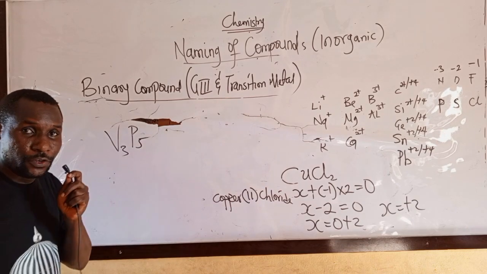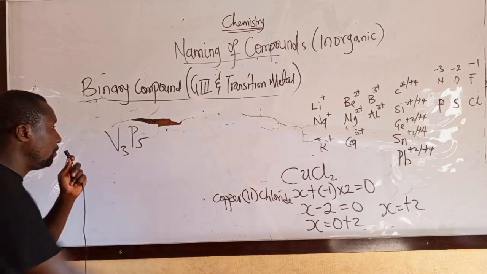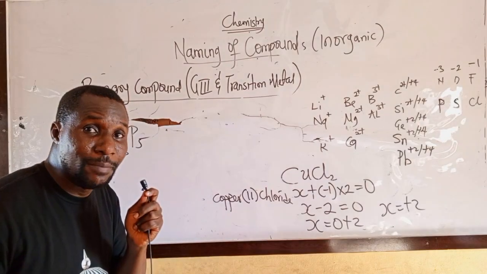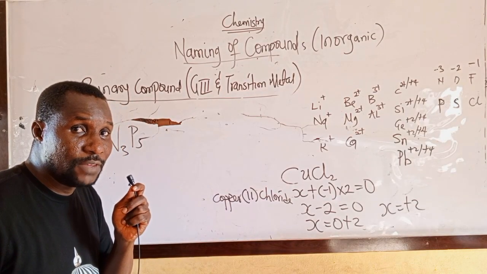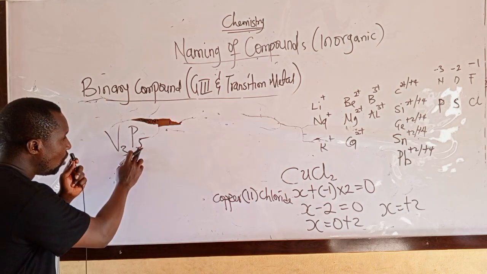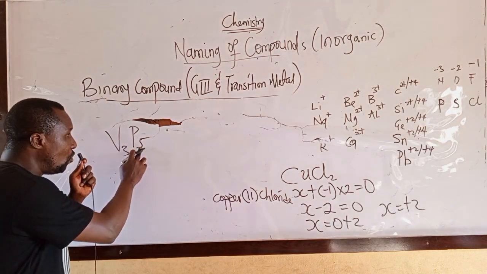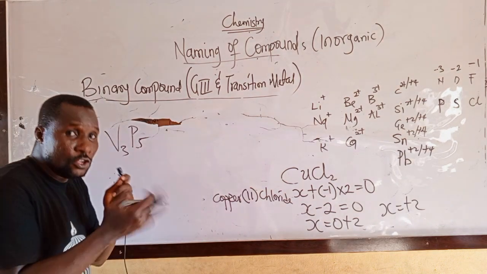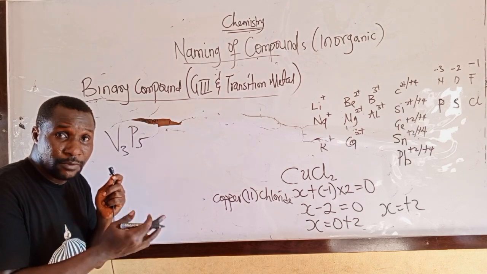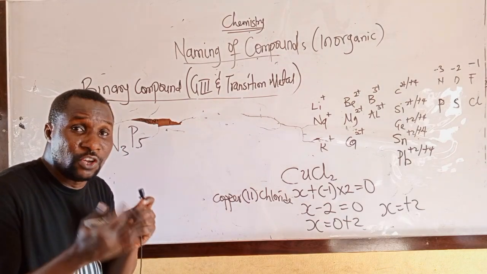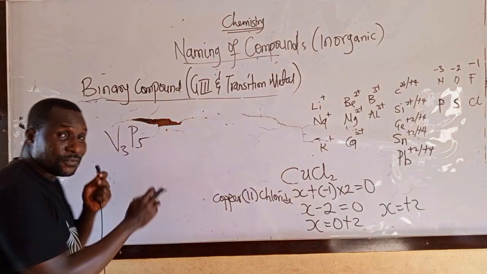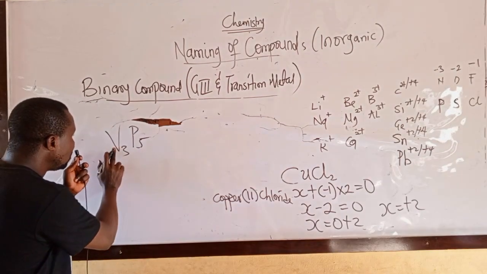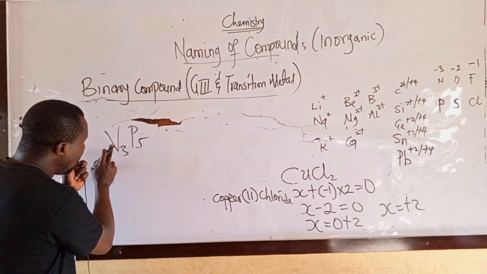This one is vanadium. Vanadium is what? A transition metal. It has a variable oxidation number. Take note of that. Sometimes it could be the oxidation number for vanadium, but it does not always show that it's the oxidation number of vanadium. How do we do it? Find the oxidation number of what? Vanadium. That means the oxidation number of vanadium is unknown. Let me call it x.